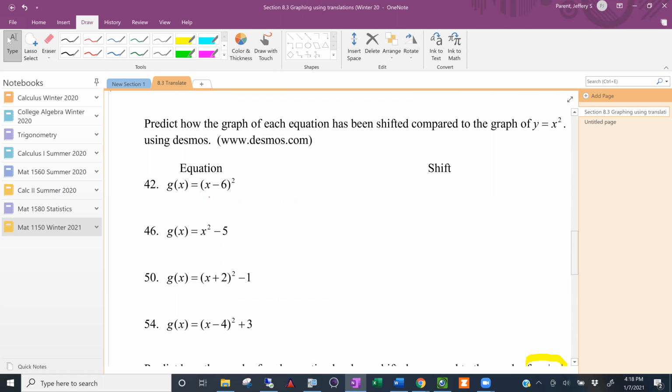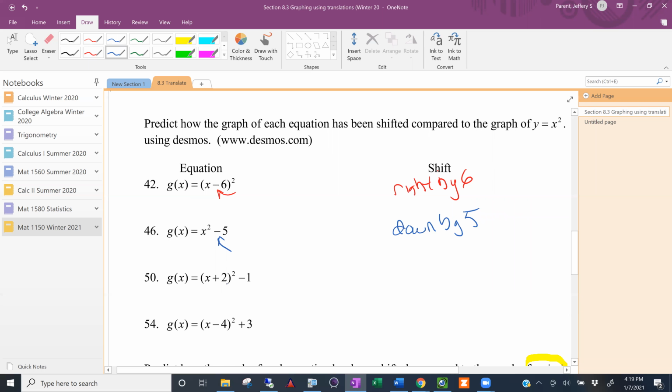Okay, so inside the parentheses, I've got a -6. That's going to cause a horizontal shift to the right by 6. Next one, that -5 is not in the parentheses. It's just the squared function -5, so this is going to be shifted in the vertical direction down by 5.